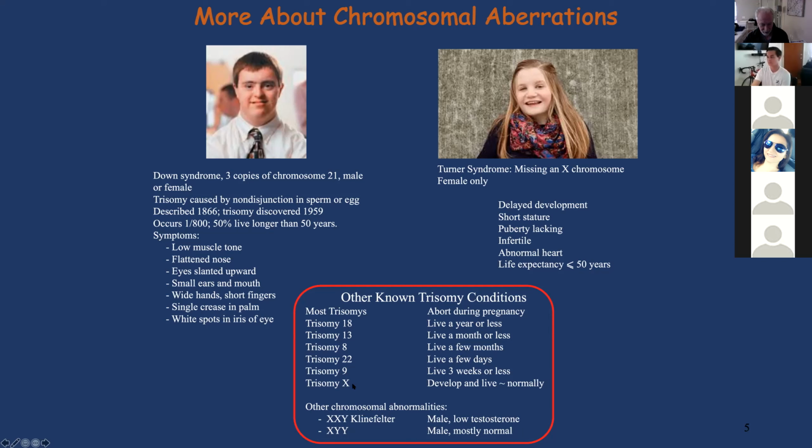Now, trisomy X, 3 copies of the X chromosome, is different in that girls who get that develop and live relatively normally.